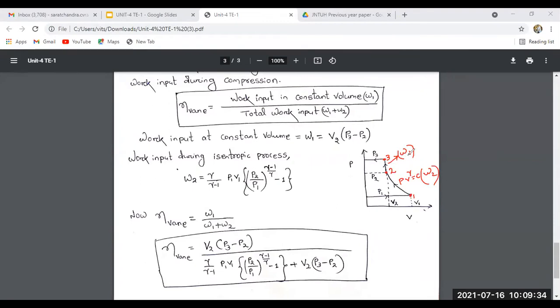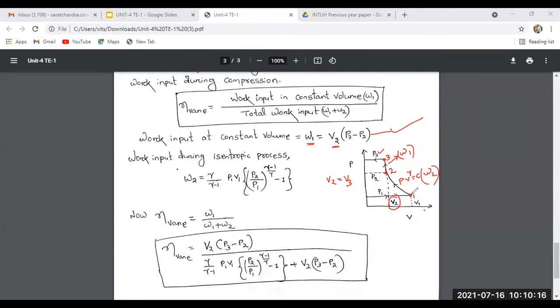Now what is the formula of W1? Since process 2 to process 3 is a constant volume process, the work done at constant volume is W1 equal to V2 into (P3 minus P2). So volume at point 2 is equal to volume at point 3. This straight line from 2 to 3 indicates the constant volume line. Here the volume is V2. So V2 into the pressure difference: the lowest pressure is P2 and the highest pressure is P3, so P3 minus P2. This is the work done at constant volume.